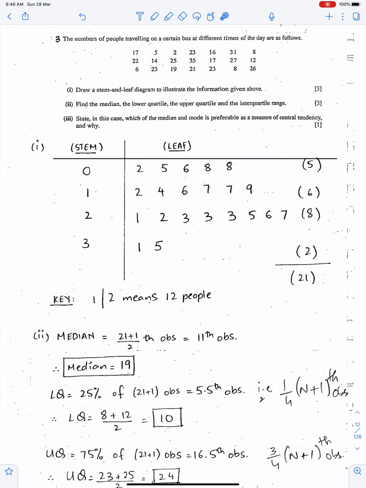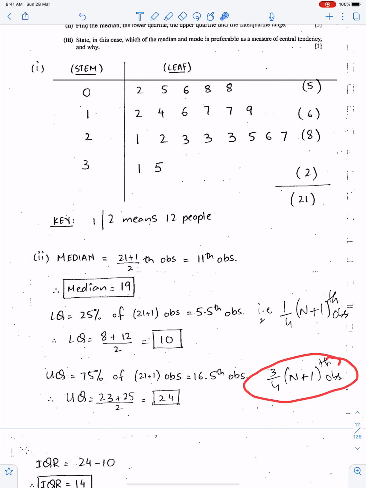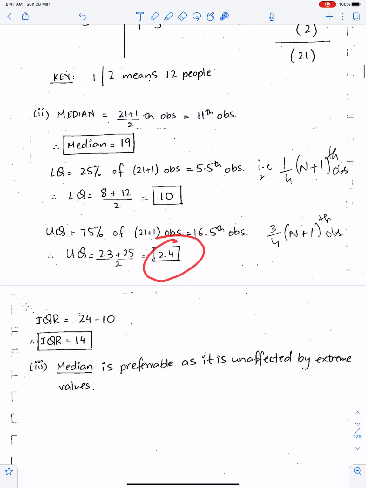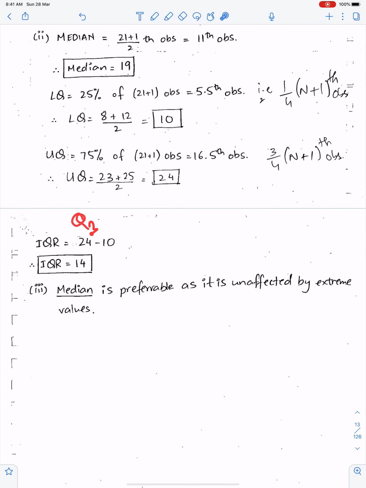The lower quartile, this is the formula for the lower quartile: 1 upon 4 times (n plus 1)th observation. You'll get 5.5, which means the average of the 5th and 6th observations. This is the 5th observation, and this is the 6th observation. Take the average of these two. For Q3, 3 upon 4 times (n plus 1) gives 16.5, which means the average of the 16th and 17th. Till here we have 11, 12, 13, 14, 15, 16, 17. So take the average of these two. IQR is simple, it's Q3 minus Q1.